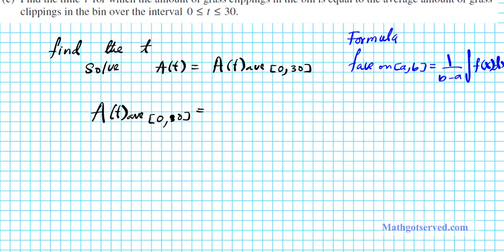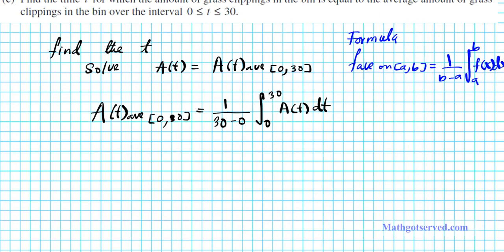So the average value of this function is simply going to be 1 over, in this case we can clearly see that a is 0, b is 30, 1 over 30 minus 0 times the, okay, I made a mistake in my formula. I left out the limits. This is from a to b. It's a definite integral. Okay, so the integral here from 0 to 30 of A of t dt. Okay, so we already have this function defined in our calculator, so we're going to take advantage of that.